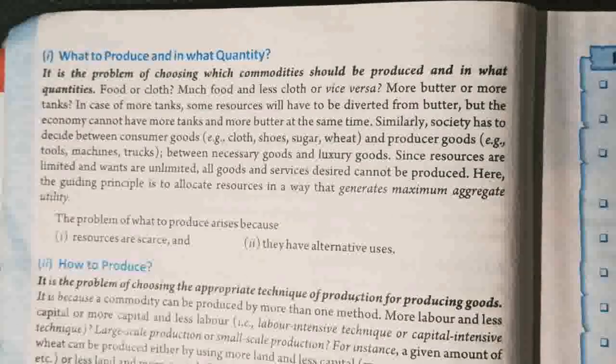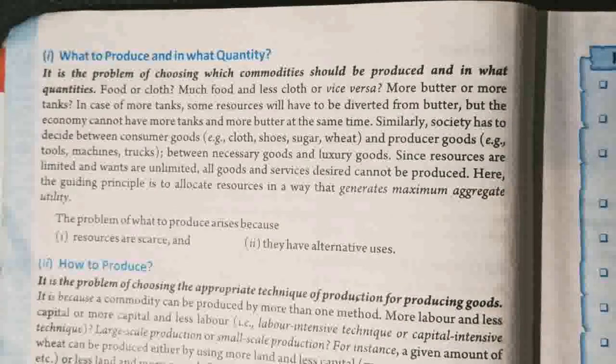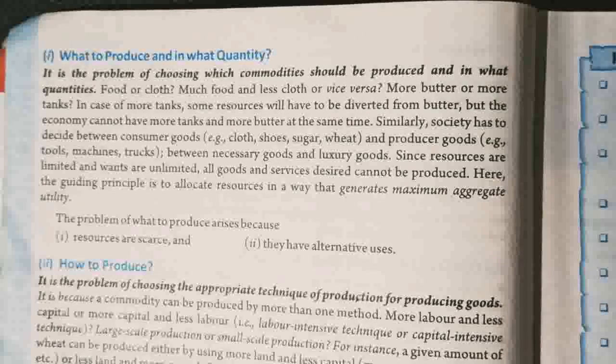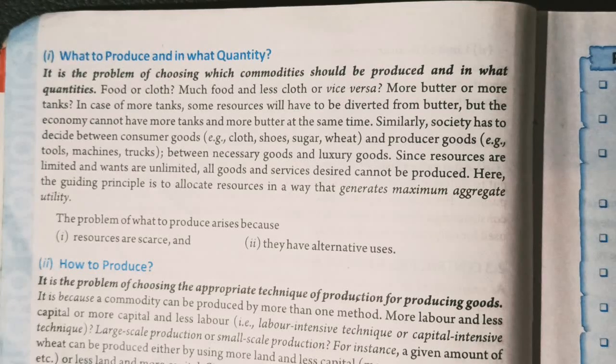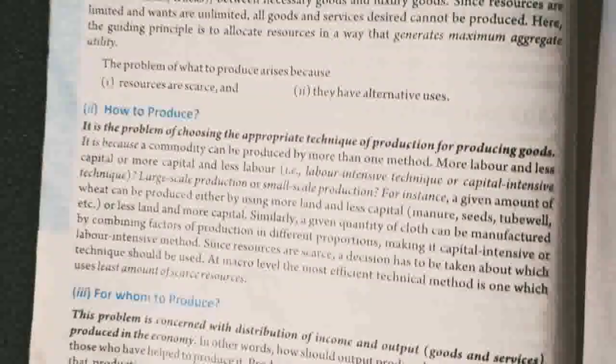The first one is what to produce and in what quantity. What to produce means what type of goods should we produce, whether we should produce consumer goods or capital goods, and in what quantity the economy should produce. That question arises, and that problem is a central problem of an economy. Okay. 2 is how to produce.